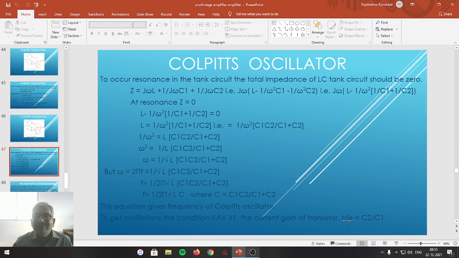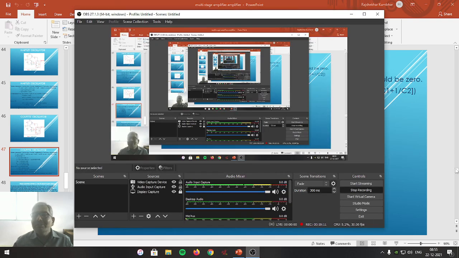Friends, this is what you have to remember about one of the LC oscillators known as the Colpitts oscillator. Next time we are going to study one more type of oscillator.